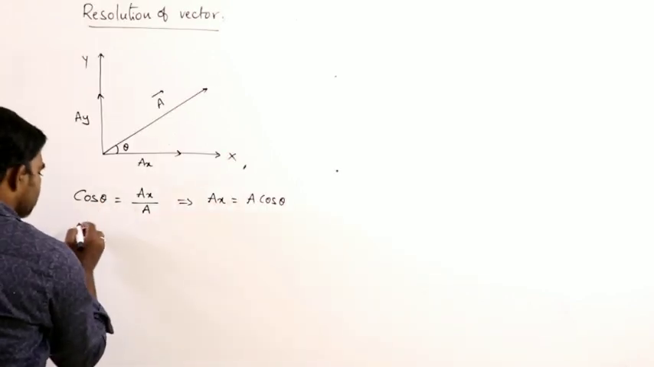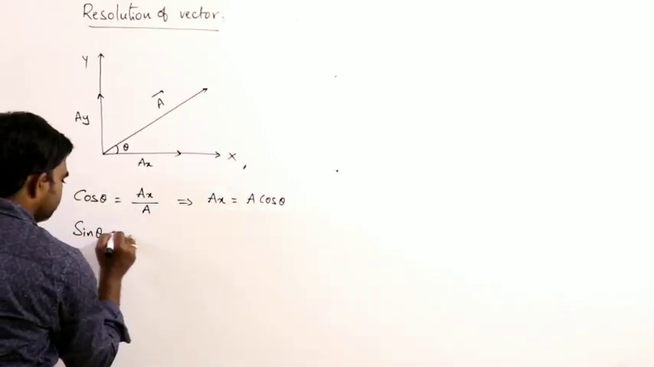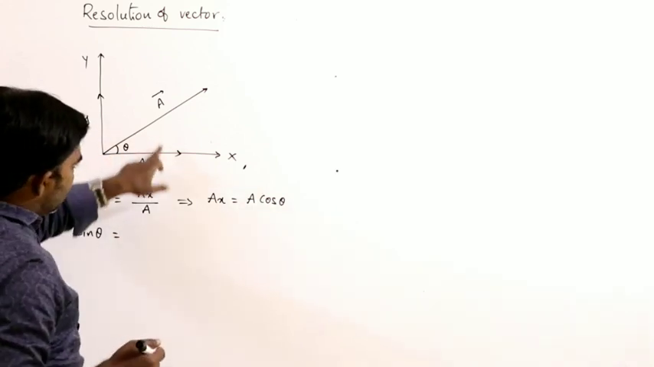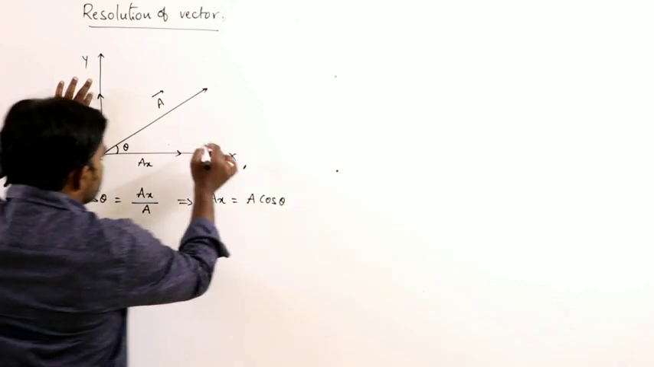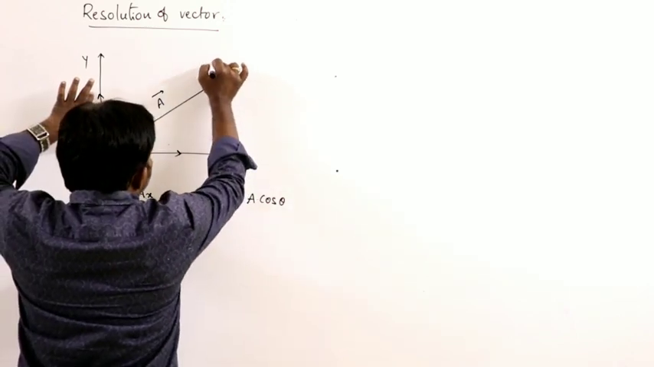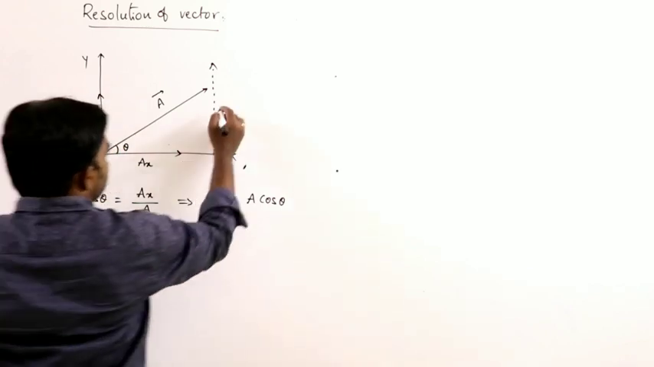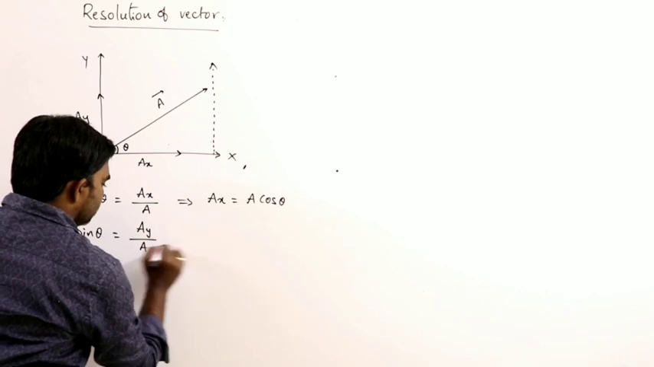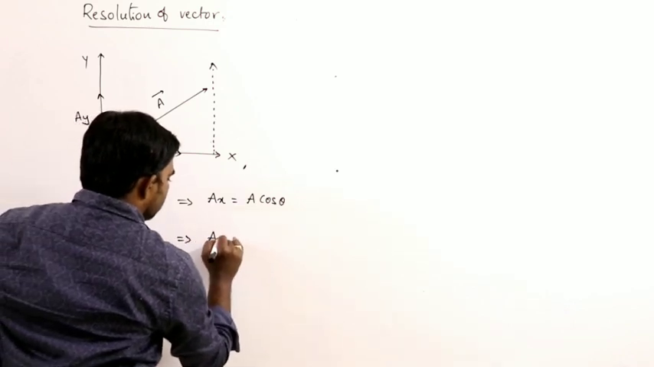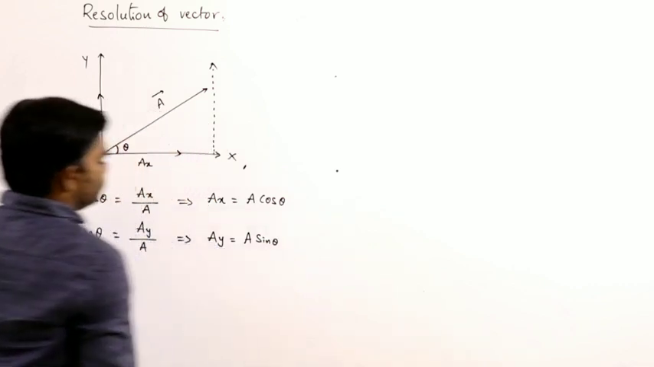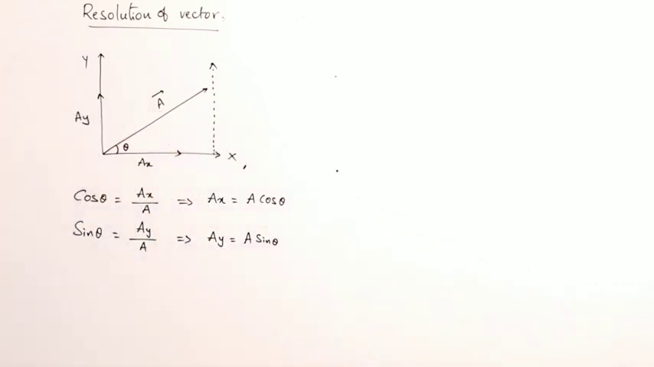In the same way I am writing sin theta. Sin theta is opposite side by hypotenuse. So this is the y axis, which for our convenience can be assumed here. So this is ay, that means sin theta is ay divided by a. From this, ay is a sin theta.